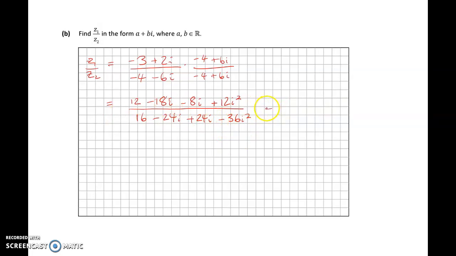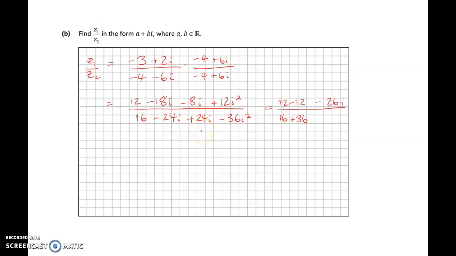Now, that all tidies up: that's 12. This here is going to be minus 12. And these two here tidy up to make minus 26i. Meanwhile, here we've got 16 and we've got 36. If you remember, I already mentioned the idea that if you've got an i squared term, it's multiplying the number by minus 1. So minus 36i squared becomes positive 36. And the i terms, minus 24 plus 24, eliminate each other.